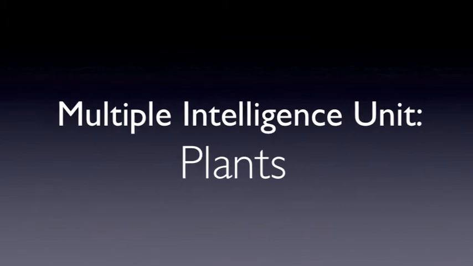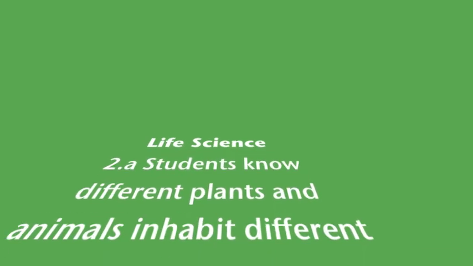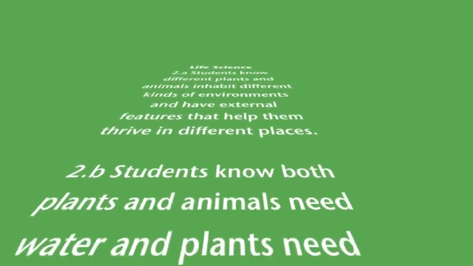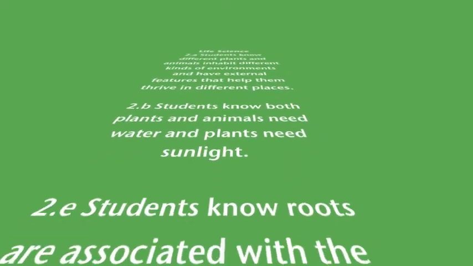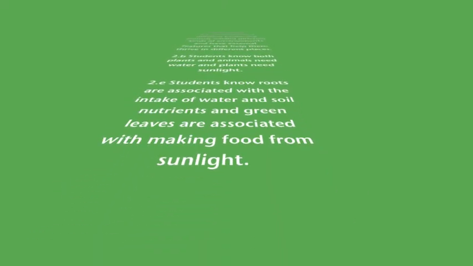My multiple intelligence unit on plants first began with thinking about ways to integrate technology with the standards. First, the students need to understand that plants need certain things to thrive in their environment, that they live in a habitat because of the certain features that they have. And students also need to understand that photosynthesis is the primary focus of plants, and without them, we wouldn't survive.